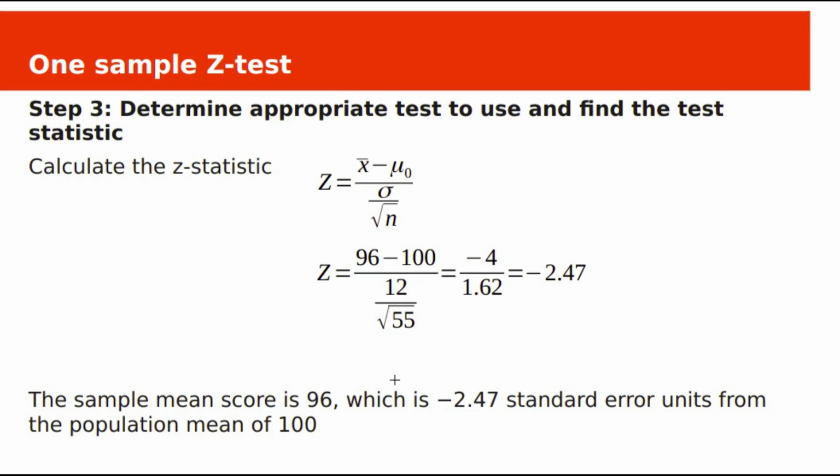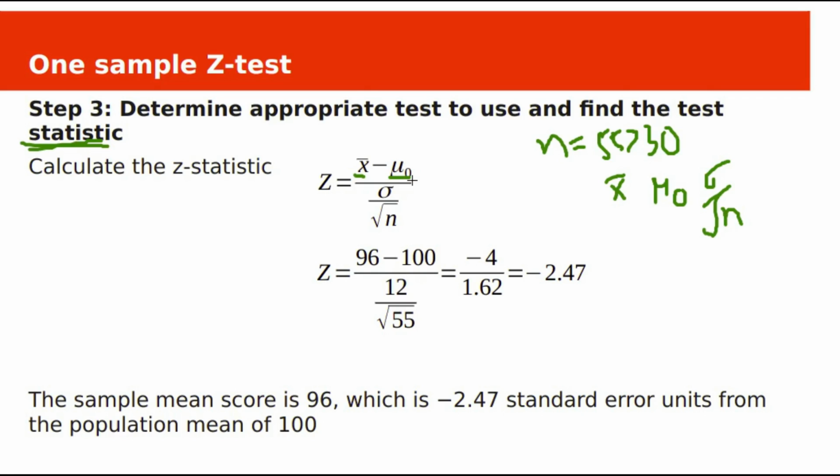The third step is to determine the appropriate test to use and find the test statistic. We have already seen that the one sample Z test is appropriate for this example. We need to calculate the Z statistic. Since the sample size here is n = 55, which is large, greater than 30, from the central limit theorem, the sample mean x bar will follow an approximate normal distribution with mean approximately equal to the true mean mu naught, with standard deviation sigma by square root n. The test statistic is the standardized difference between x bar and mu naught, in order to establish evidence in support of the null hypothesis.